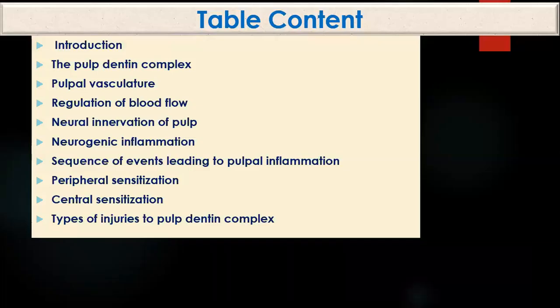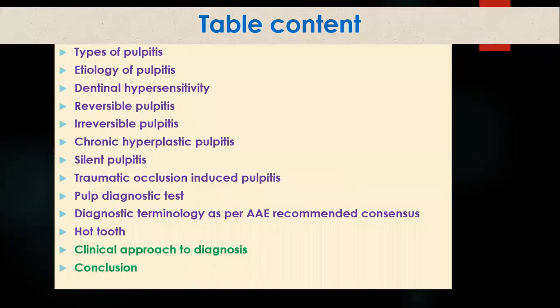outcome. So to know that, basically first we must know what is pulp dentin complex, what is the pulpal vasculature, how the regulation of blood flow occurs, what is the neural innervation and how this neural innervation contributes to the inflammation and the pain symptoms, and what is the sequelae leading to pulpal inflammations, and how this sequelae leads to the pain, which leads to peripheral sensitization, central sensitization, and depending on that, what types of pulpal injury and types of pulpitis we have, and how we could clinically diagnose the patient, and how we would go for the clinical approach to this diagnosis.